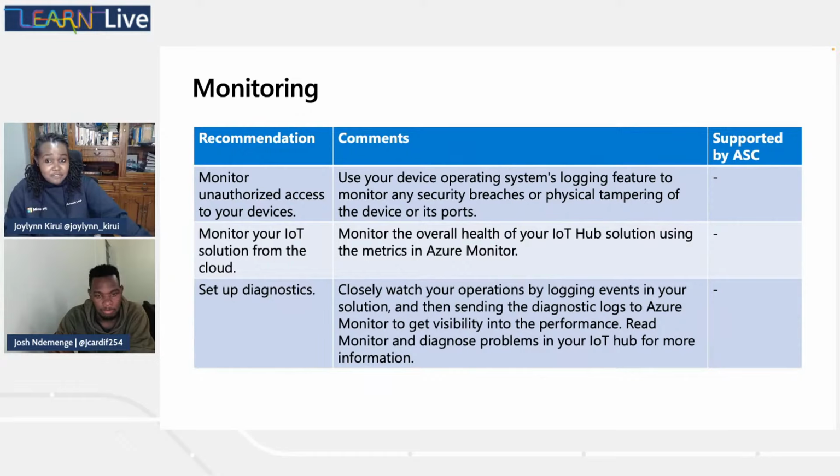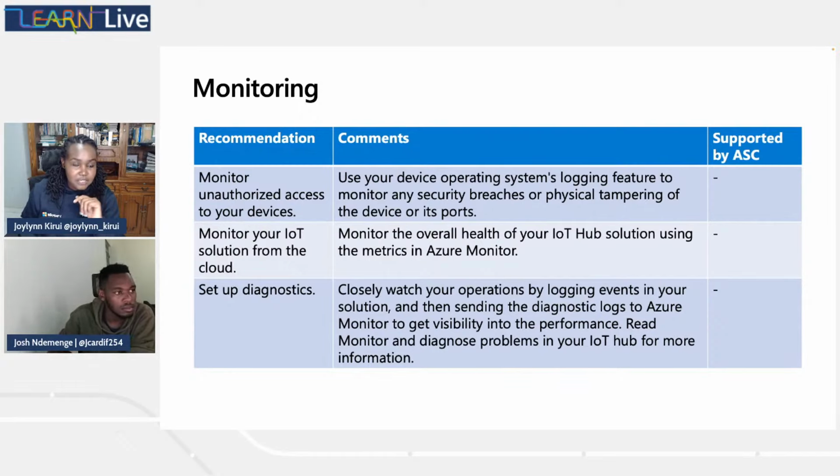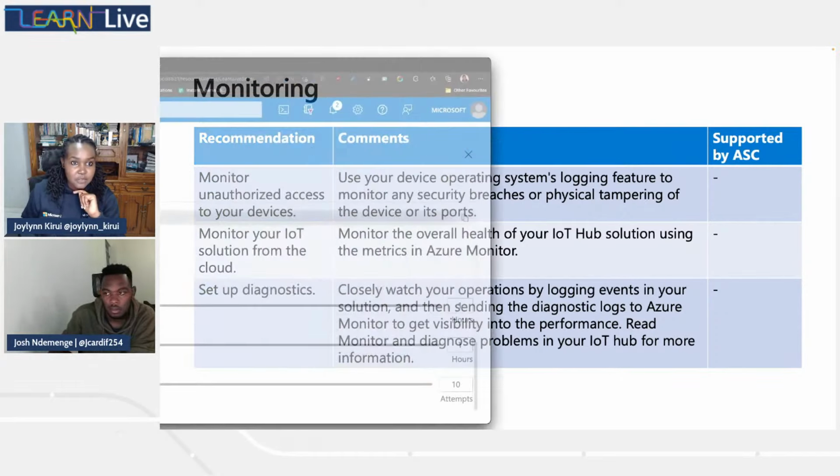So during monitoring, you have to make sure that you're monitoring unauthorized access to your devices. You also have to make sure that you're monitoring the IoT solution from the cloud itself. And you're doing this using Azure Monitor. And you can also use Azure Sentinel as well. Josh will cover that a little bit further. And you also have to make sure that you set up diagnostics. So maybe Josh, you can just share your screen and then we show how to actually enable monitoring from IoT Hub.